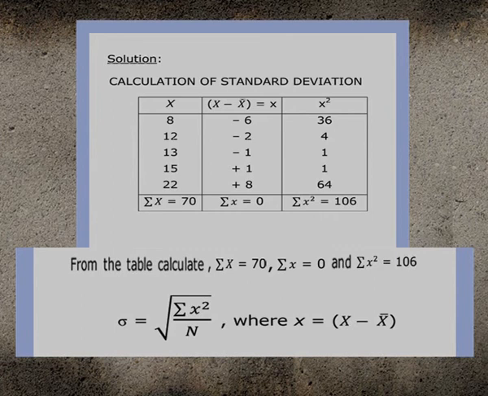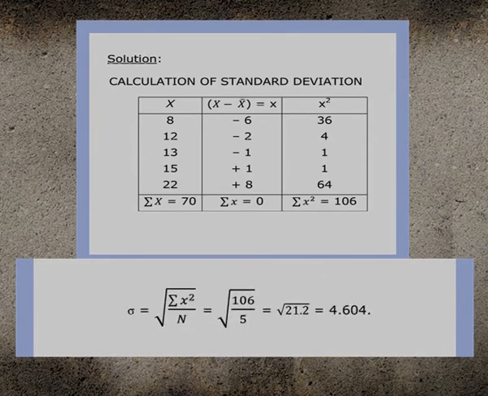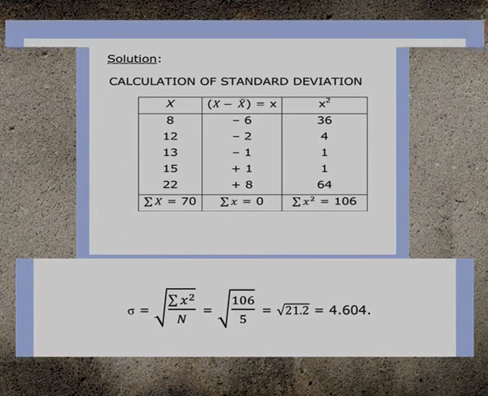So we are taking the formula sigma is equal to the square root of sigma x squared divided by n, where x is equal to X minus X bar. So X bar is equal to sigma X divided by n, that is 70 by 5, which gives you 14. So sigma x squared is equal to 106 and capital N is equal to 5. Now plugging all these values in the formula, we get sigma is equal to the square root of sigma x squared divided by n, which is equal to the square root of 106 divided by 5. So that is equal to the square root of 21.2, which is equal to 4.604.